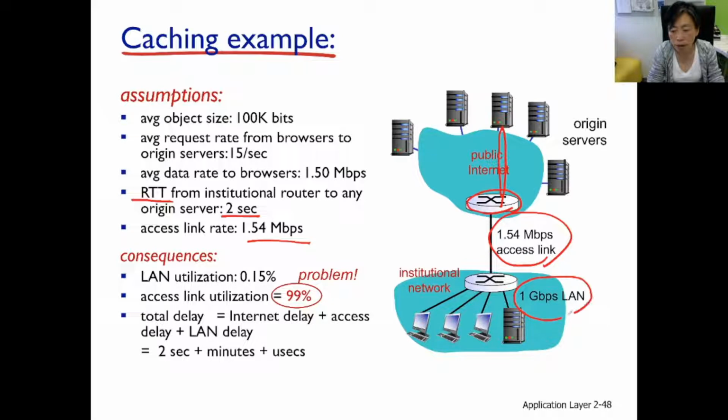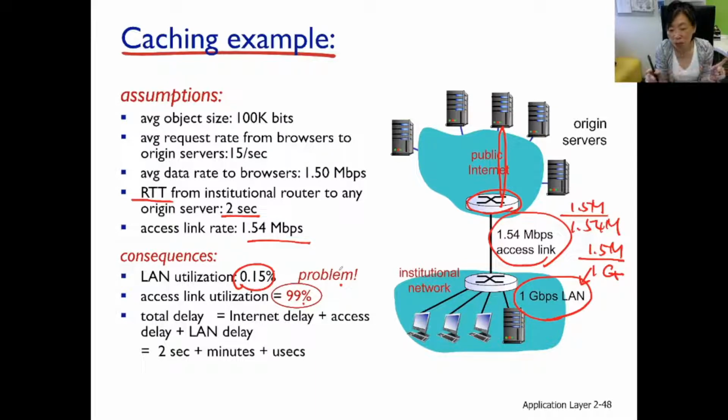And the local area network link rate, 1 gigabit per second. Now with these, we will be able to calculate the local area network's utilization. 1.5 meg divided by 1 gig, that's 0.15%. But here, 1.5 meg divided by 1.54 meg, that's very close to 99%. And that is a problem if you recall.